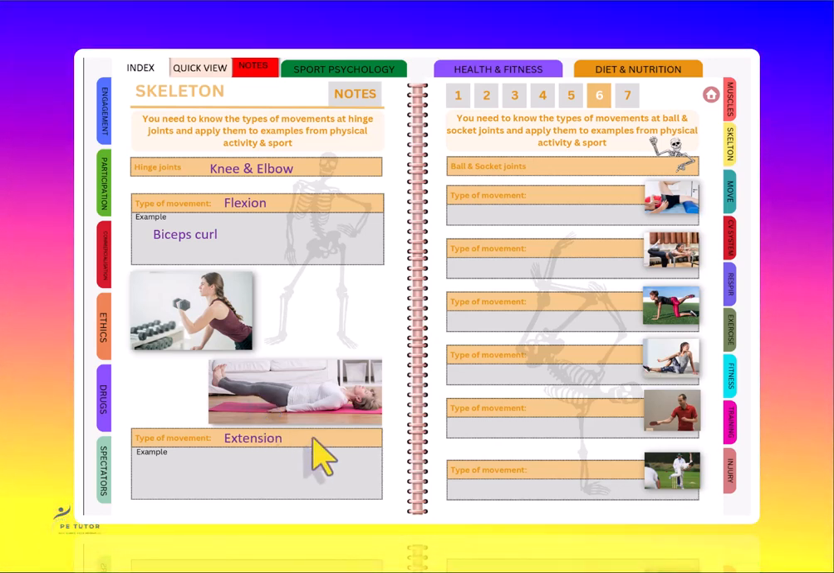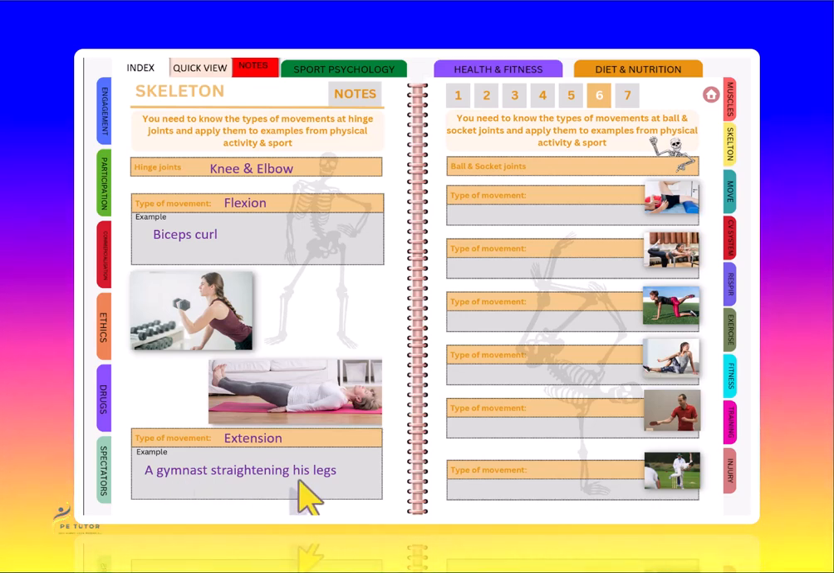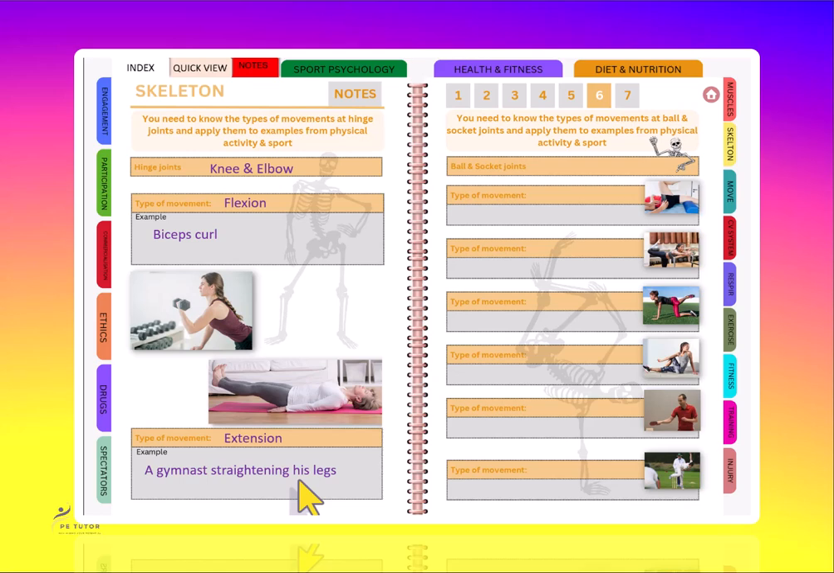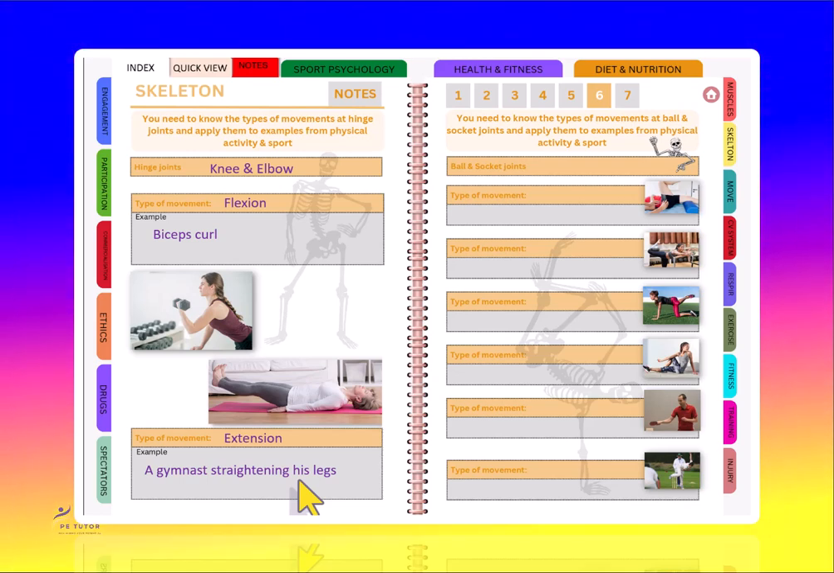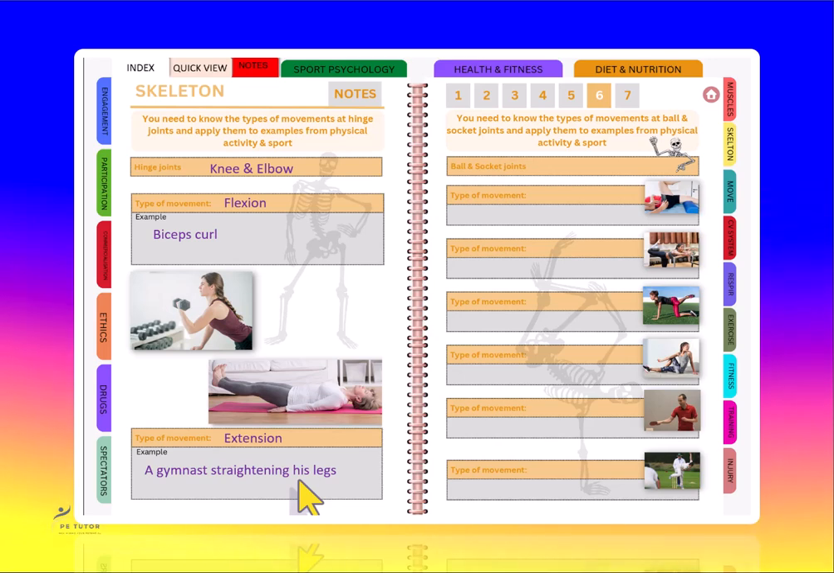An example I have for you, in this case, could be a gymnast straightening his or her legs. It could be if we're doing a squat and we're standing up and straightening our legs. That would be another example of extension. It could be if we're kicking a football or a rugby ball, when we straighten our leg after we've made contact with the ball. All of those are examples of extension.